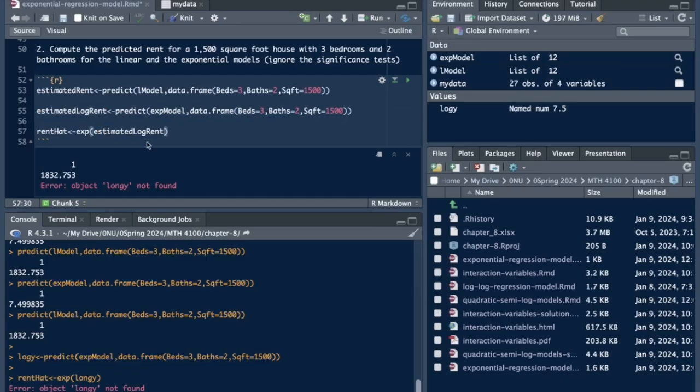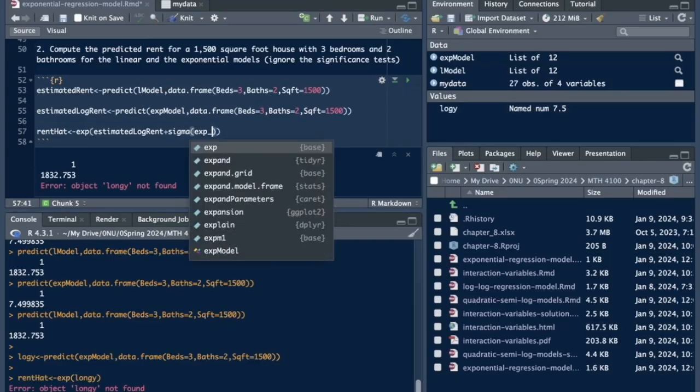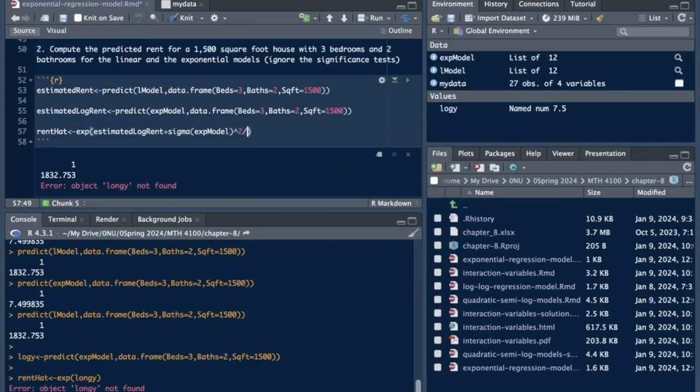So the exponential of the estimated log rent plus the exponential model. You take the value called sigma, which is the SE, sigma of the exponential model. You square it, you divide by 2. So this formula does exist in the notes to get the rent hat, or estimated rent, because we used estimated, so I'm going to take off the hat. Hat means estimated. So the estimated rent, sorry for this confusion, but assigning names is sometimes challenging.